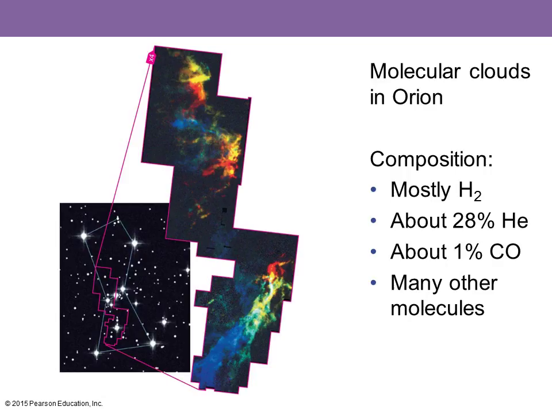So here's some examples of molecular clouds. This is in the constellation Orion. You can see the three belt stars of that constellation, and within it you can see some of the more colorful clouds of gas that are in the constellation.